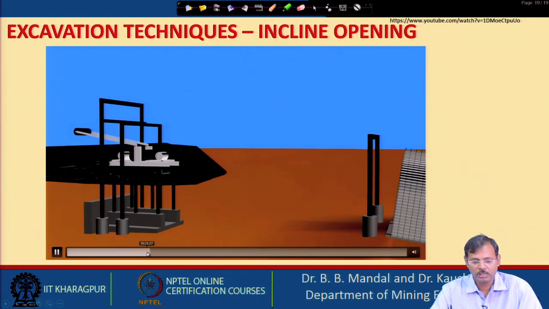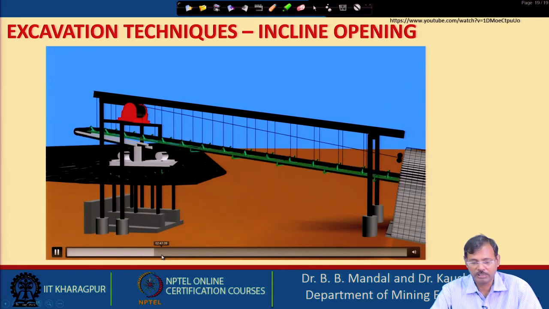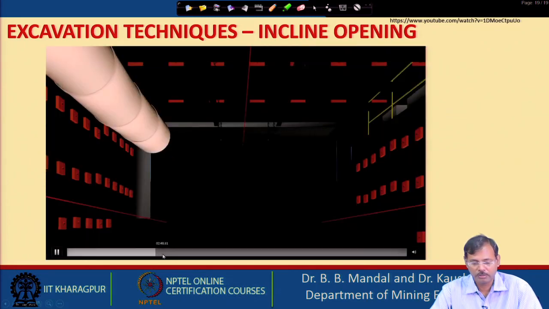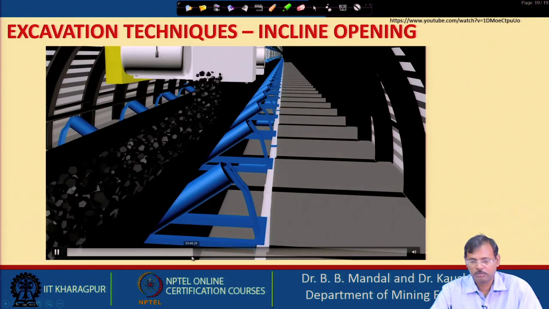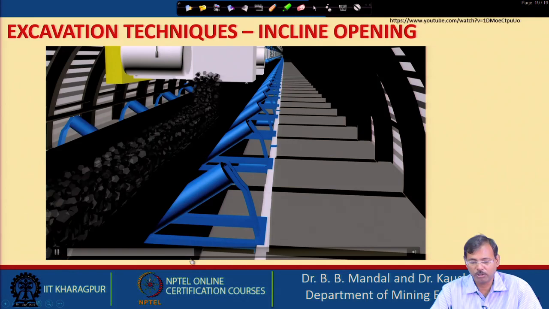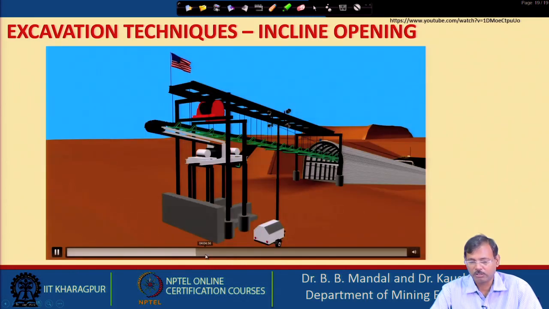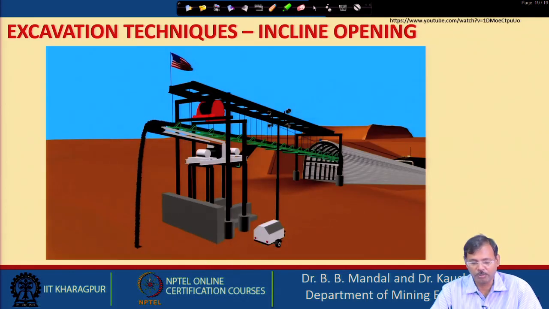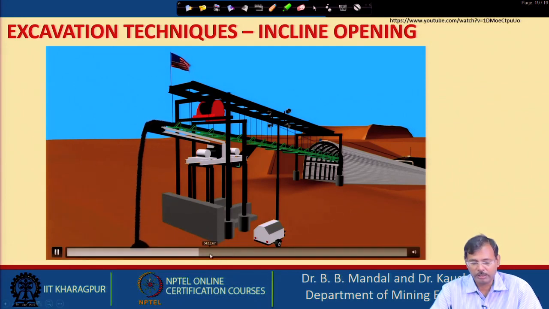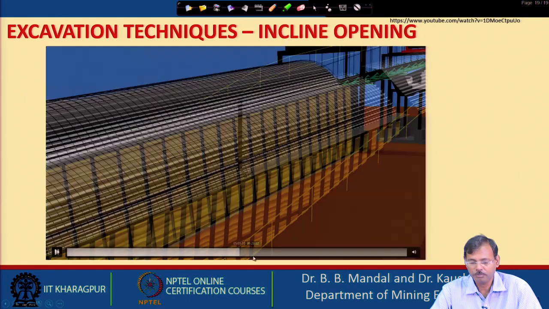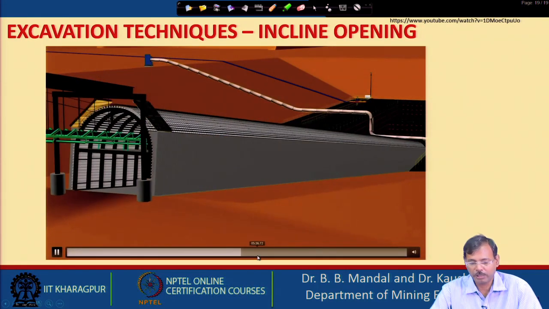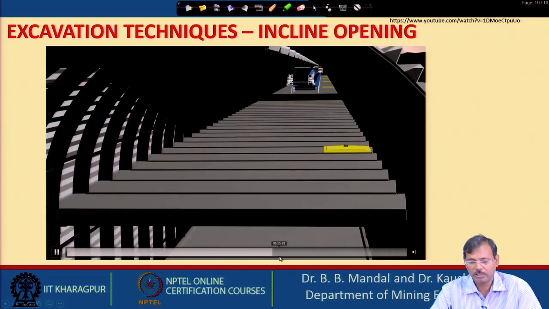So, now this attachment to take out the material to the surface is extended. Now as excavation is going on, material is placed on the conveyor. Now, the conveyor is unloading the material. So, here the transporting system installed is the conveyor, and this is the permanent supporting system with concreting provided.